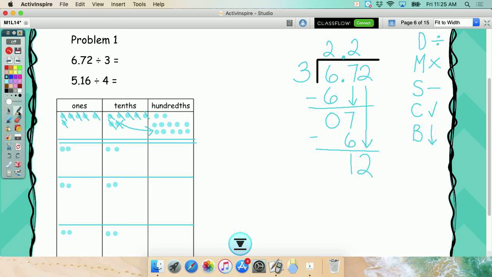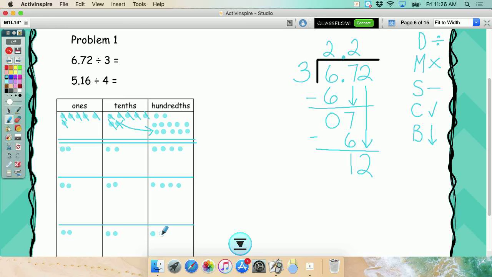Now that should give me 12 in the hundredths place. Are you with me? Yes. So now I've got to divide 12 into 3 groups. Hudson, 12 into 3 groups. 4. Are your fact families coming in handy? Yes. Very much so.